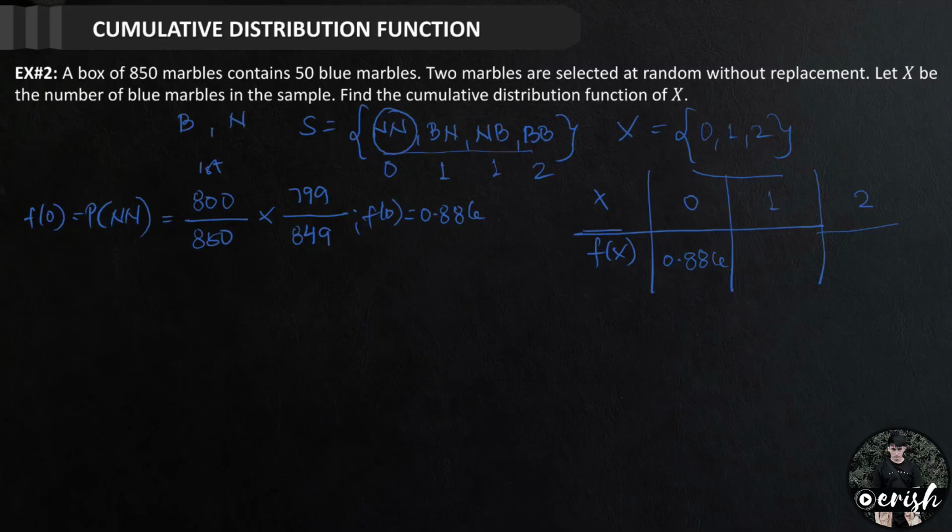For f of 1, sa f of 1 natin, we have 2 possibilities based sa ating sample space. Ito yan. It could be probability of B of N or NB.